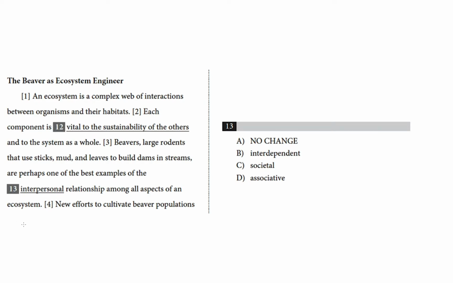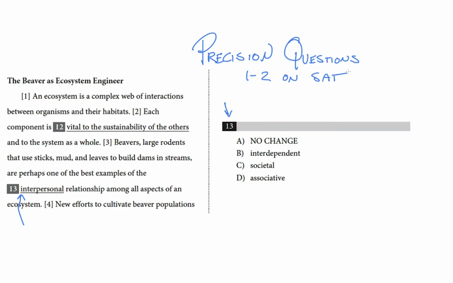This video is going to be about question 13 on this page here. It is a single underlined word, and the choices over here are all single words with related meanings. So that means that this is a precision question. There are 1 to 2 questions like these on your official SAT, and you're being asked to identify the word that is most precisely appropriate for this context. Which word best fits the sentence?